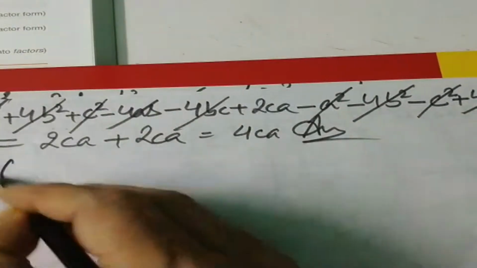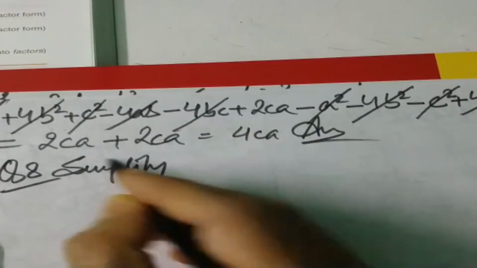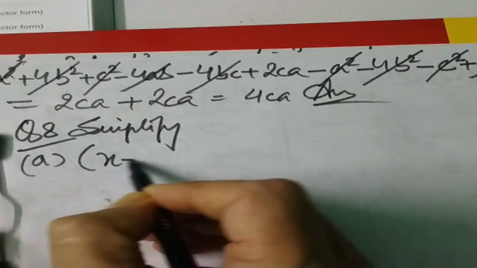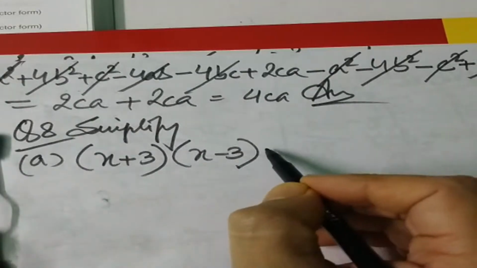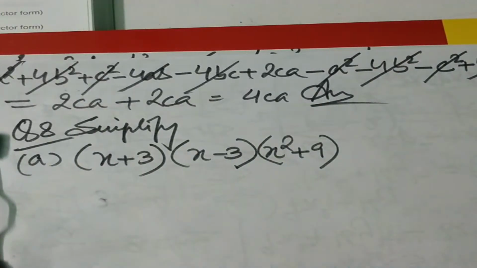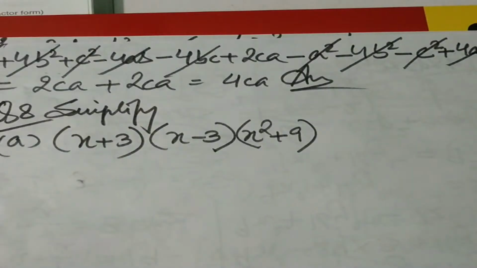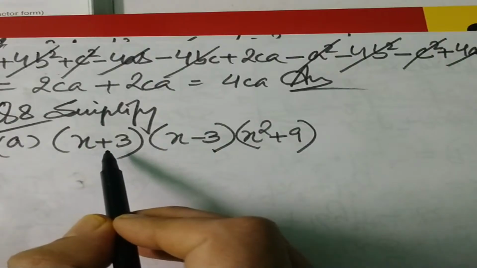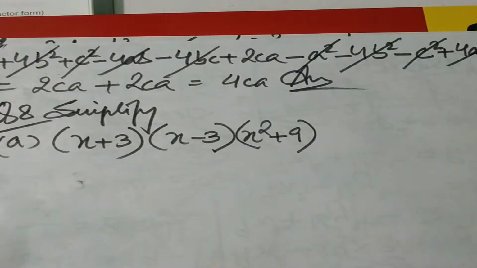So question number 8, it is written simplify, and a is written as x plus 3, x minus 3, x square plus 9. X plus 3, x minus 3, x square plus 9, and it is written multiply them. Now we have to multiply this with this, multiply this with this. So all three have to be multiplied.